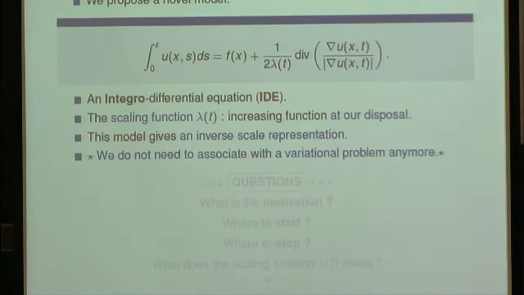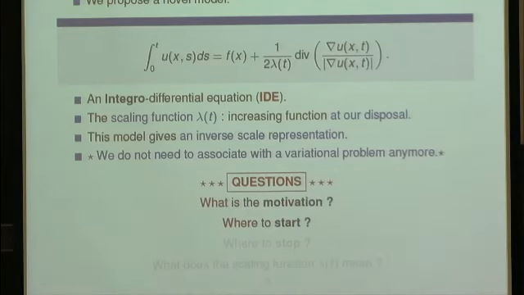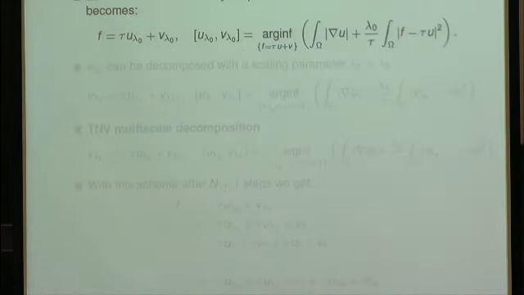Okay. So, the motivation is that you have this IDE and I want to get away from variational formulations. The questions are: what is the motivation behind this, how do we start, how do we stop, and what does this scaling function lambda t mean. Hopefully we will answer these questions. The motivation basically comes from the Tadmor, Nezzar and Vese scheme.